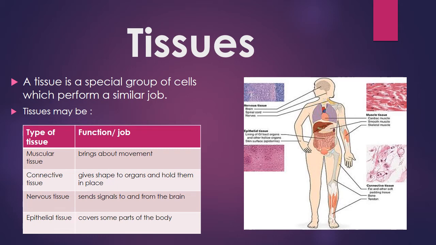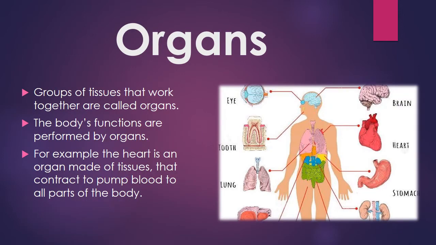Now, I have told you the cells form tissue and tissue forms organs. Now I will tell you about organs. A group of tissues that work together is called an organ. So when tissues are made, a group of tissues forms organs. The body's functions are performed by organs. For example, the heart is an organ made of tissues that contract and pump blood to the body.